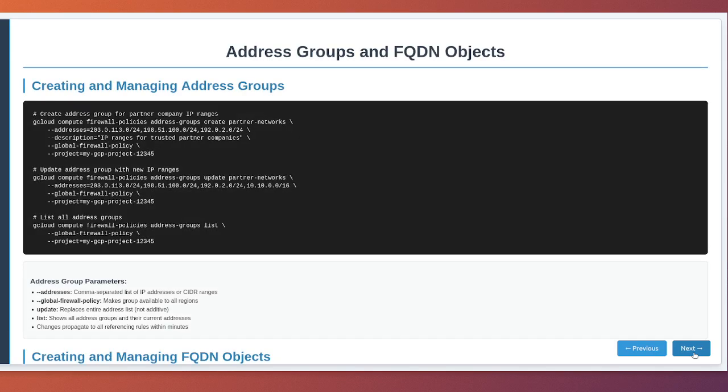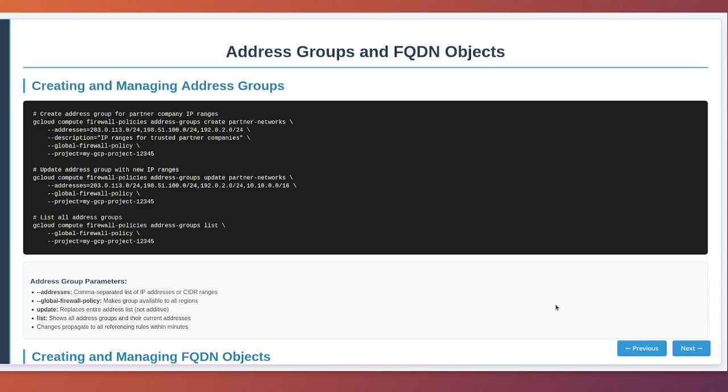Address groups and FQDN objects management. Address groups and FQDN objects are fundamental building blocks for scalable firewall management. Let me explain why these are so important and how to use them effectively in production environments. Traditional firewall rules often embed IP addresses directly in the route configuration. This creates a maintenance nightmare when those addresses change.